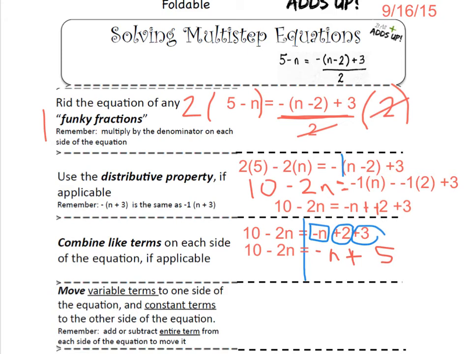All right, so the next part is we're going to need to move some variables and some constants around until we end up with a variable on one side of the equal sign and the constant on the other side, so we're able to solve for our variable.